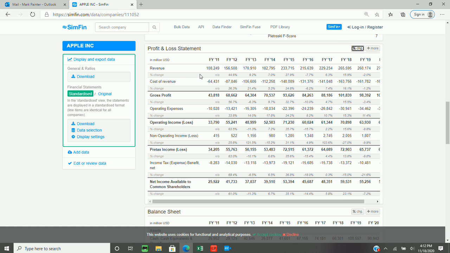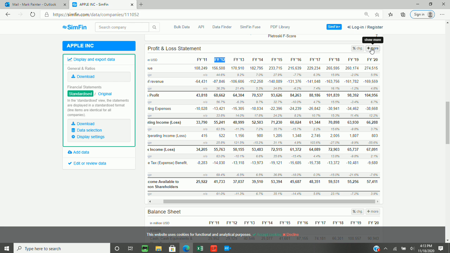Now this is important because as you look through the statement, the first line is revenue. So when you look at percent change, you can actually go back through every year. This is 2011, 2012, all the way through to 2020. When you look at the percent change, you can see how much revenue has grown over each year. So 44%, 9%, 7, 28, -7, to this year's 5.5%.